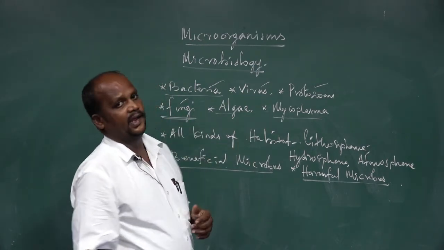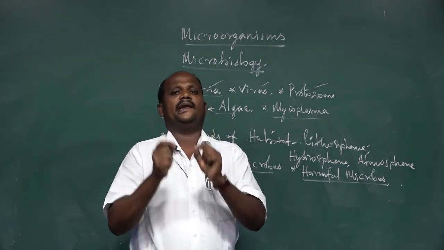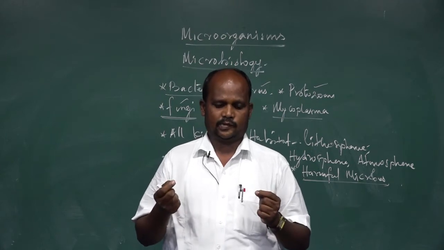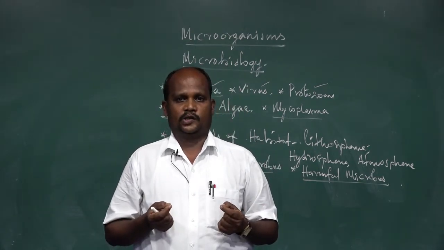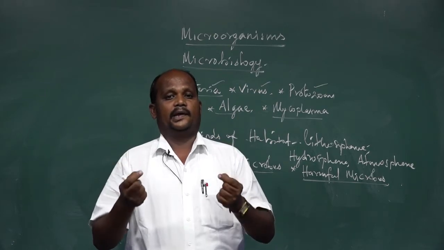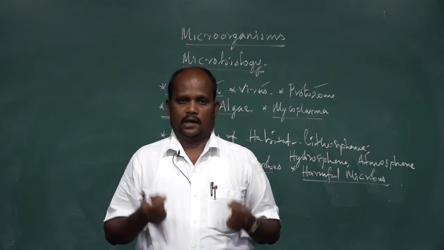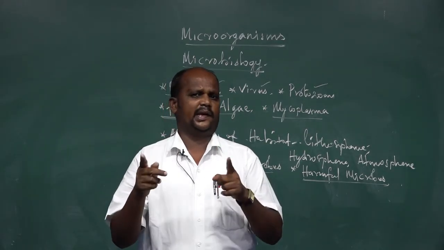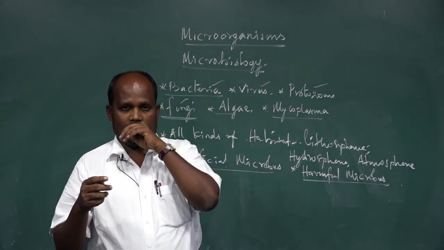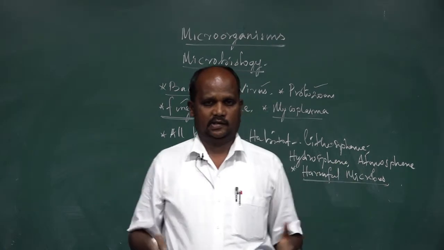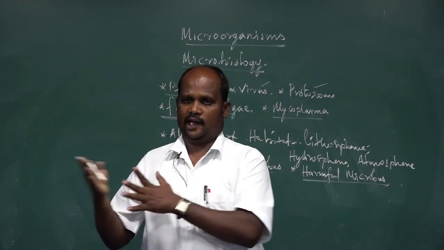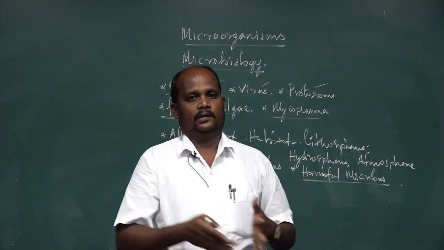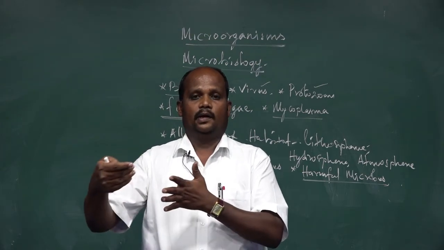What is fungi? Fungi is a non-green plant. It is one type of eukaryotic organism. Fungi are non-green plants, eukaryotic organisms, classified under the plant kingdom. What is the kingdom? Throughout the world, all living things are classified into two categories. One is the plant kingdom, the second one is the animal kingdom. Plants are classified under the plant kingdom, and animals are classified under the animal kingdom.